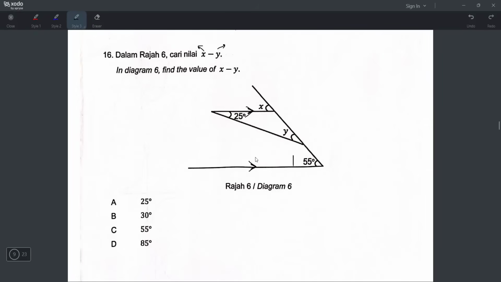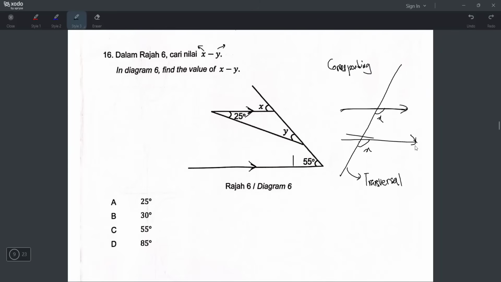So tell me, what does this arrow mean? The arrow means these two lines are parallel. And tell me, when you have two lines that are parallel, and a line that intersects these two lines, what do we call this line? Transversal. Okay. And when the transversal intersects the two parallel lines like this, this angle and this angle will be the same. We call this corresponding angle.